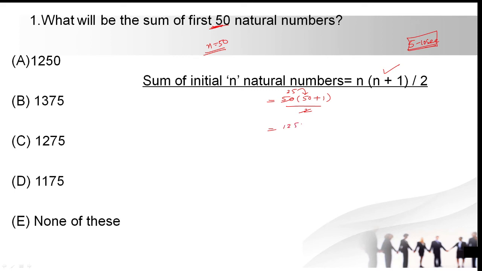5 twos are 10, 2 fives are 10, we need to keep a 0, plus 25 into 1. So just add, you will get 1275. So this is the answer, right? So calculations, we also need to do like this to save time.